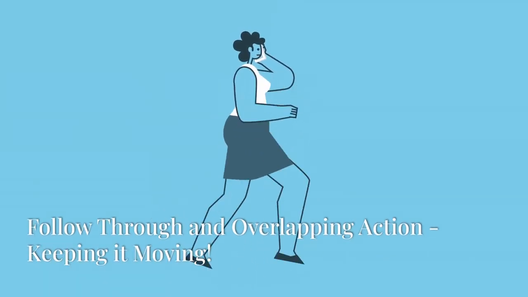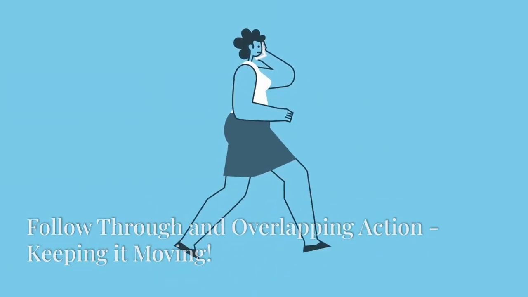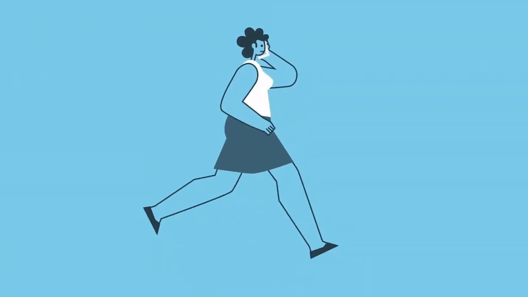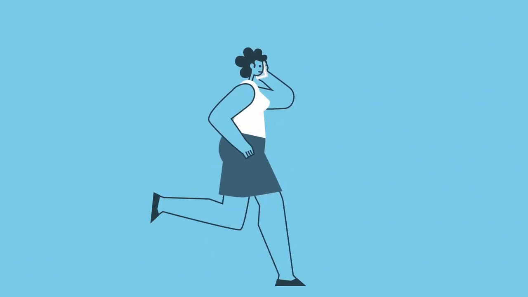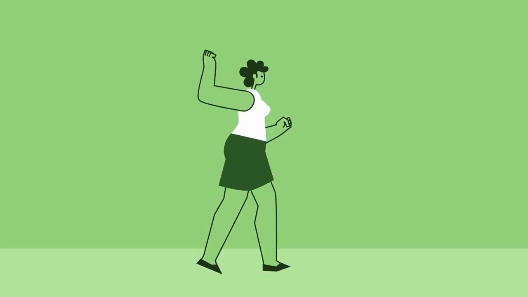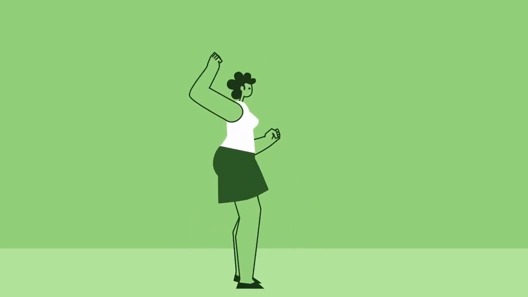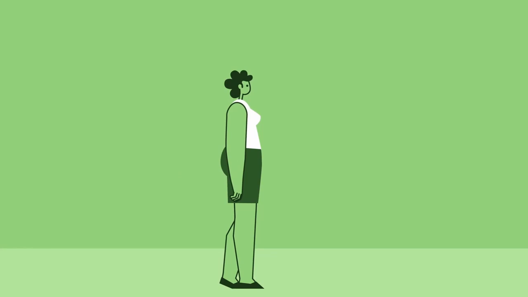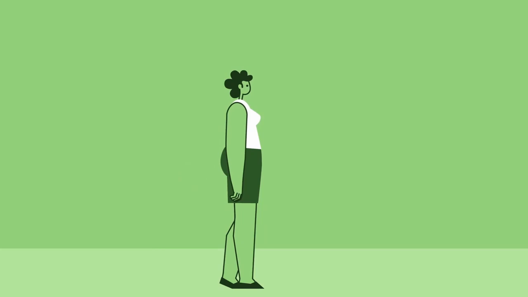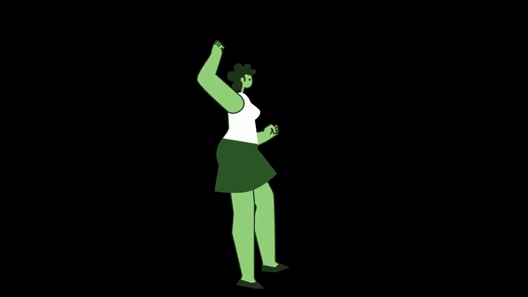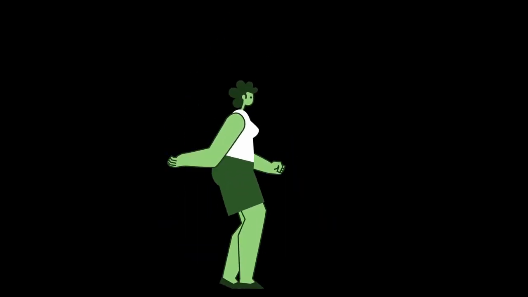To add fluidity and realism to your animations, embrace the power of follow-through and overlapping action. These principles are essential in making your characters feel alive and dynamic. Follow-through is like the afterparty of an action. When a character stops running, their hair or clothes might continue moving slightly. This subtle continuation of motion adds a layer of believability and helps the audience feel the weight and momentum of the character.